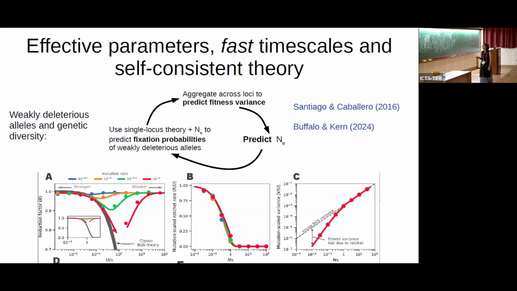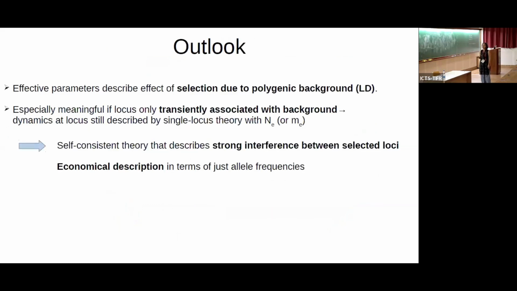The total fitness variance is also much lower than what one would expect under standard background selection. So again, this kind of theory predicts all of this pretty well.